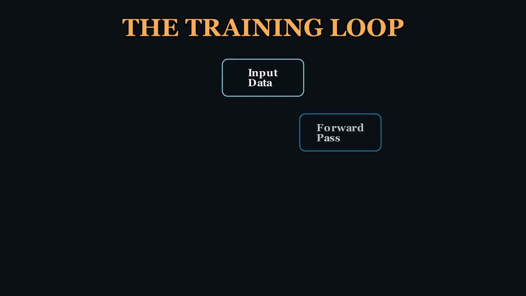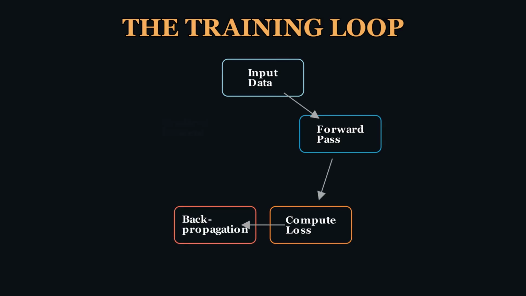Let's step back and see the big picture. Training an AI model follows a single repeating loop. First, input data enters the network. The forward pass produces a prediction. We compute the loss, how wrong the prediction was. Then backpropagation computes the gradients. And finally, gradient descent updates the weights. Then we loop back to the beginning with the next batch of data.